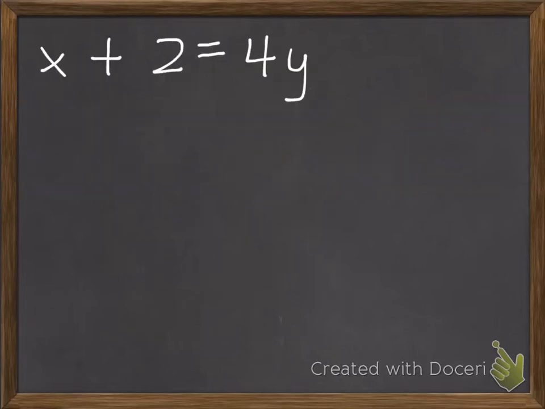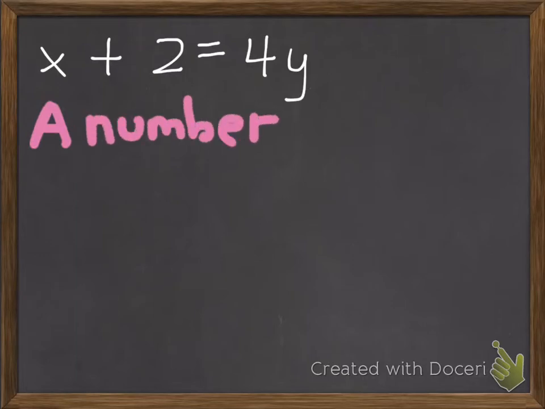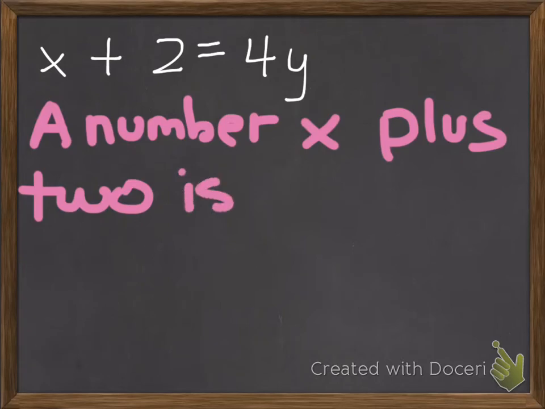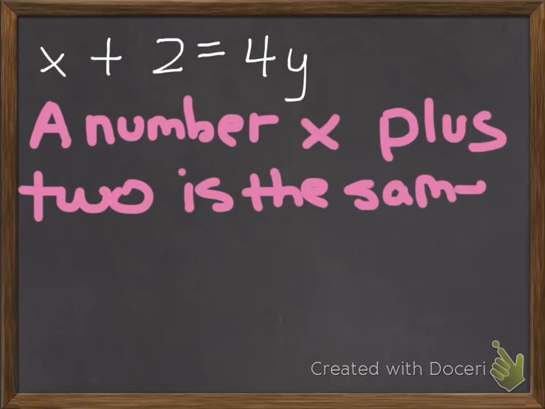Here we're also asked to write this out in words, so we're going to have the letter x, or we usually say a number. The phrase a number represents the variable. So a number, x. Then we have plus, so we write out plus. And the number 2. We could do is the same as to represent our equals this time.